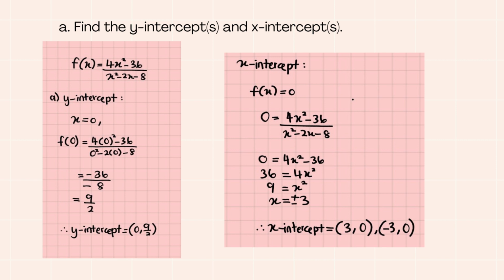How about the x-intercept? For the x-intercept, we have to set the function f(x) equal to 0. So the whole equation here will be 0. After we do a bit of calculation, we will get that x equals plus or minus 3. Therefore, our x-intercept has two coordinates, which are 1, (3, 0) and 2, (negative 3, 0).